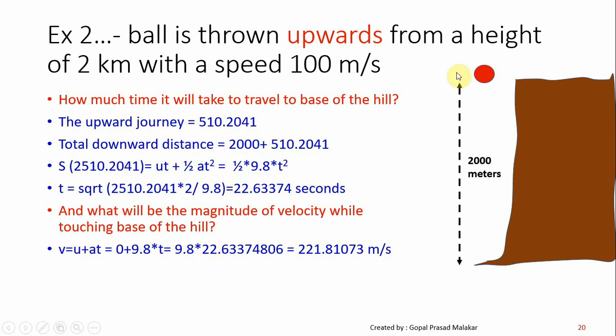And what will be the magnitude of the velocity when the ball is about to touch the ground? It will be 9.8 into t. U is 0 when it is starting the downward journey from here. So 9.8 into 22 gives you 221 meters per second. That's what will be the speed while it is touching the ground.